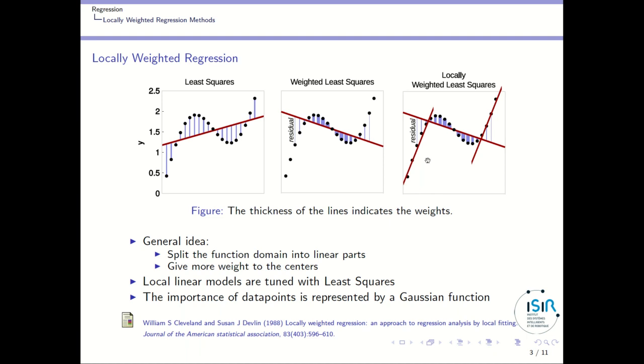You will split your nonlinear function into a set of linear functions that are close to the function you want to approximate. And the idea is that the importance of data points, the closer you are to the center, is represented by a Gaussian function, which is maximal at the center of the Gaussian, and lower and lower when you go away from the maximum. And these ideas are quite old, in fact.